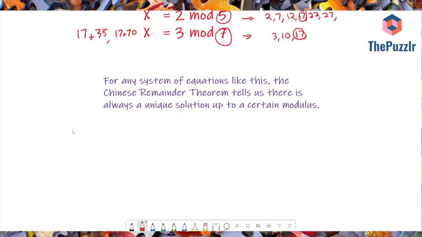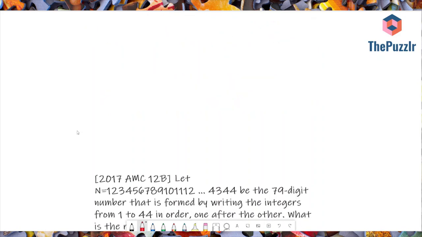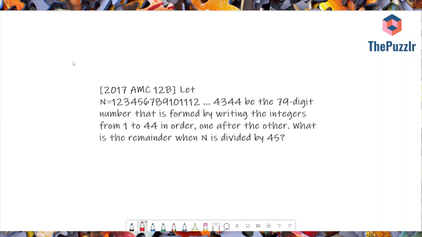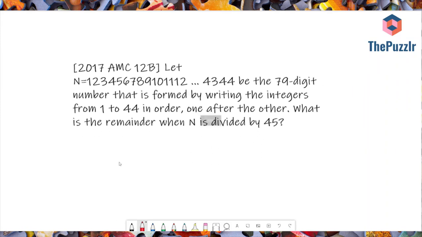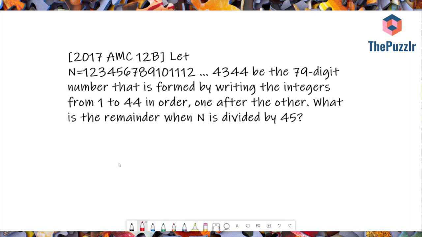Now, though, let's actually look at a problem that appears on the AMC 10. And this is from the 2017 AMC 12B. So we have that let n equal 1, 2, 3, 4, 5, 6, 7, 8, 9, 1, 0, 1, 1, 1, 2, all the way to 43, 44. So it's just all the natural numbers from 1 to 44 in order, and they're just combined. What is the remainder when n is divided by 45?